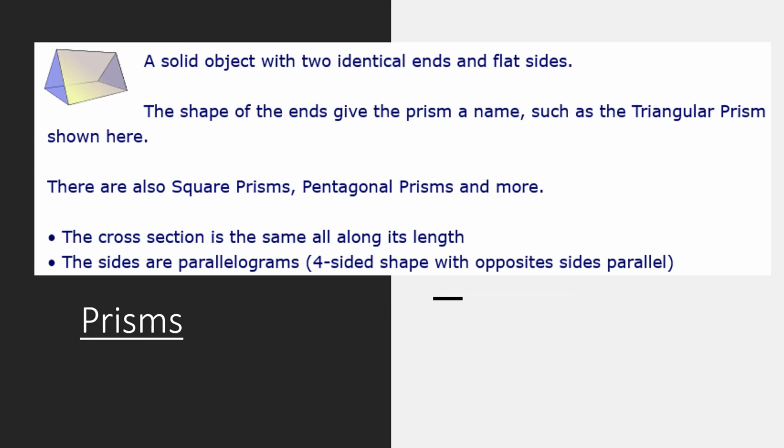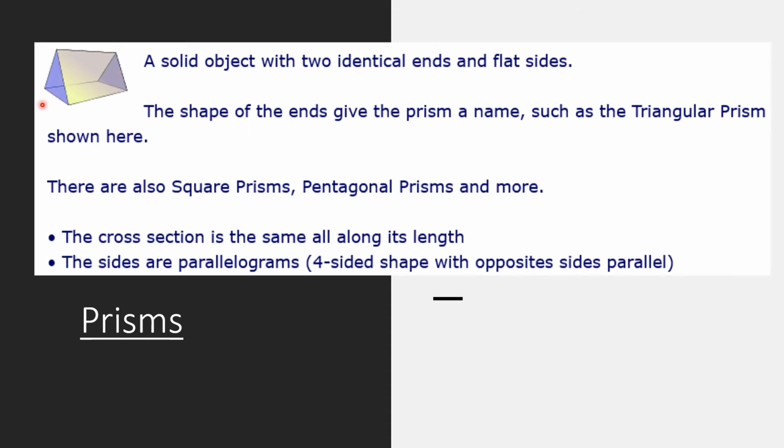Most 3D shapes are either a pyramid or a prism. If it's a prism, this is very different to a pyramid. So a pyramid comes to a point at the top, whereas a prism has a solid object with 2 identical ends and the flat sides for all the others. The shape of the end gives the prism its name. So just like the base of a pyramid gave it its name, so square base pyramid, the ends of a prism give the prism its name. This one on your screen in the top left is a triangular prism. That is because the ends of that prism are triangles.